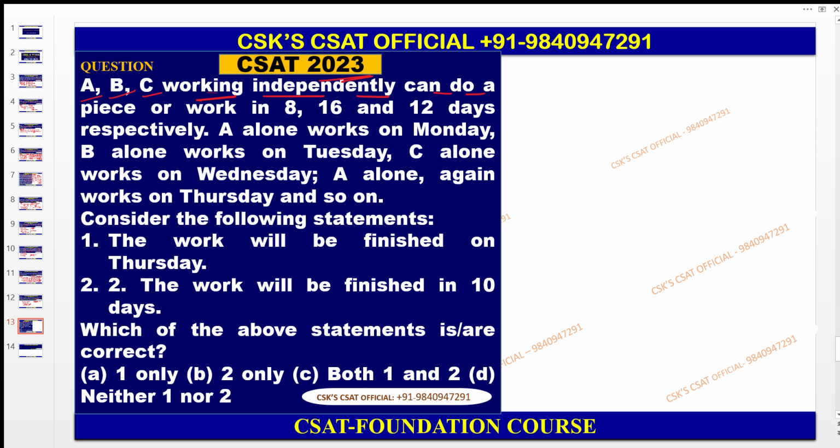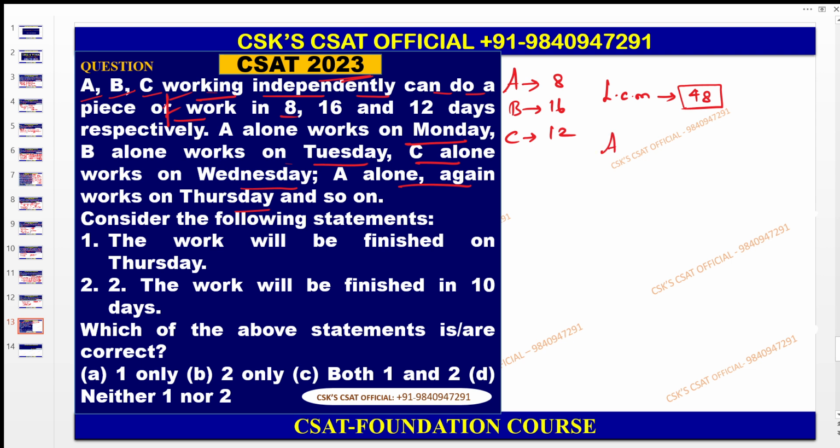A, B, C working independently can do a piece of work: A can do it in 8 days, B in 16 days, C in 12 days. A alone works on Monday, B on Tuesday, C on Wednesday, A again on Thursday, like that. First we need to find out their capacity. For that, find the total job. The LCM of 8, 16, 12 is 48.